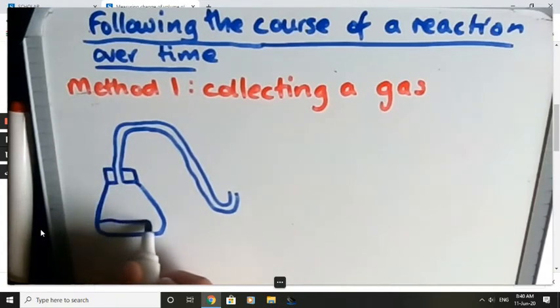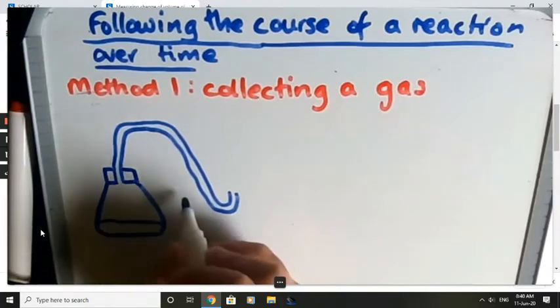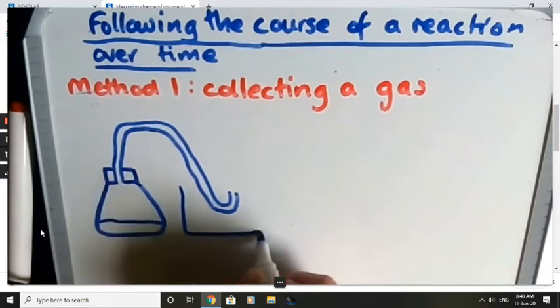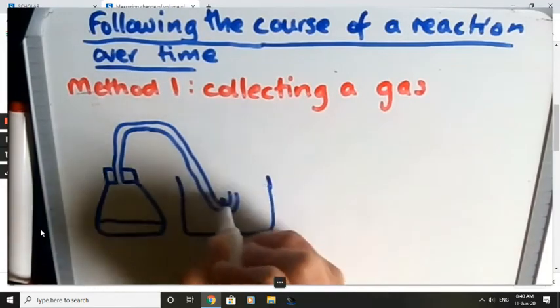You can also draw a little line because usually when we do this reaction we have an acid in here, and then we react the acid with something that's going to produce a gas. So then we can add in the water bath. Make that a bit taller. And we can add in the measuring cylinder.